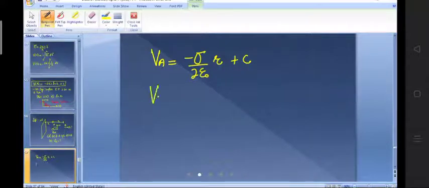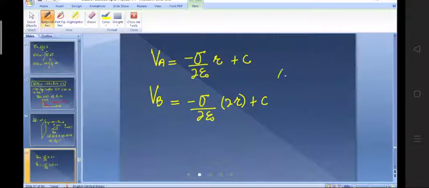Then the potential at the point B will be equal to something like this: minus sigma divided by 2 epsilon 0 multiplied by, here I am going to write it, 2R plus the constant of integration, which is C. Fine? Okay, with the potential on the sheet, when R is equal to 0, C will be equal to the potential at R equal to 0. Fine? Okay. Now obviously the potential at the point A is greater compared to the potential at point B.